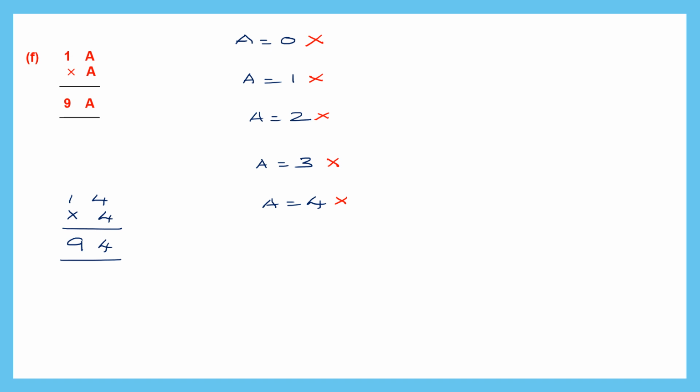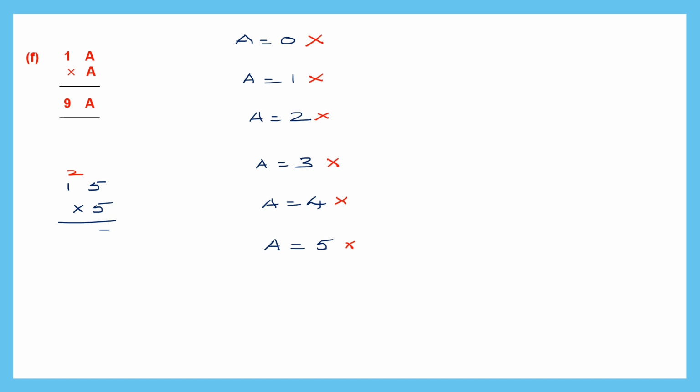Now we're going to try with A equals 5. So A is equal to 5. So 1A into A, 15 into A, 5 should give us 9A, 95. Now let's try this. 5 5s are 25. 5 is correct. We carry 2. Then we have 5 1s are 5, 6, 7. This should be 7 and not 9. That means A cannot be 5 also.